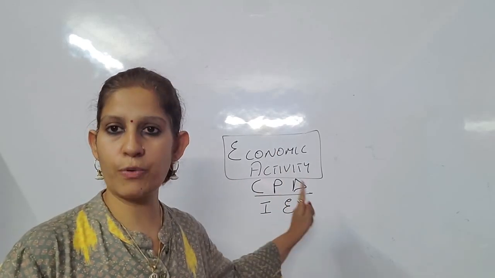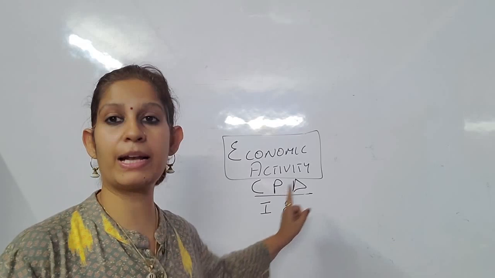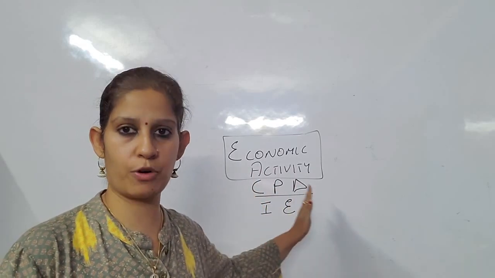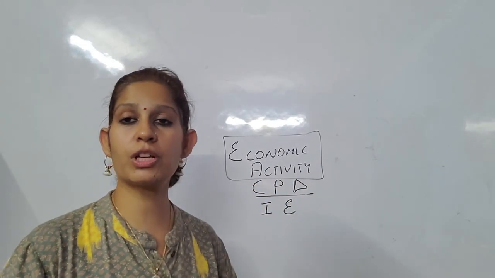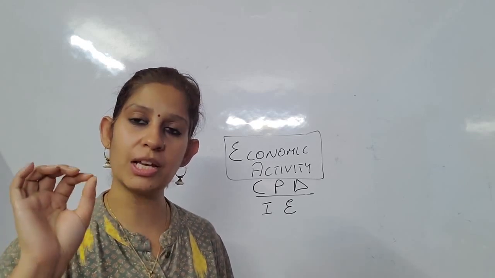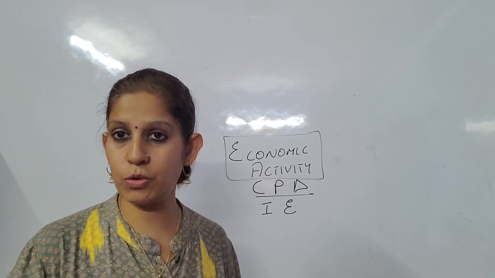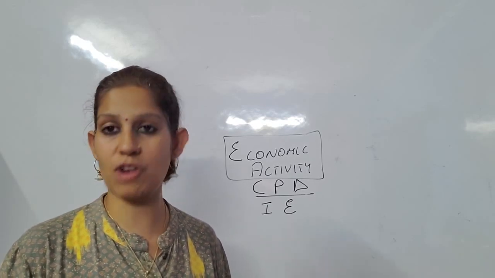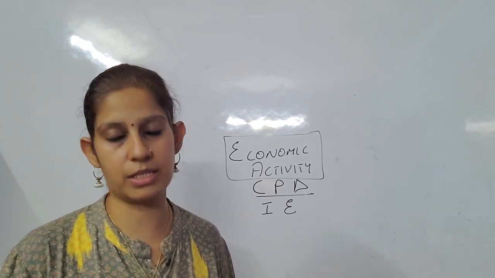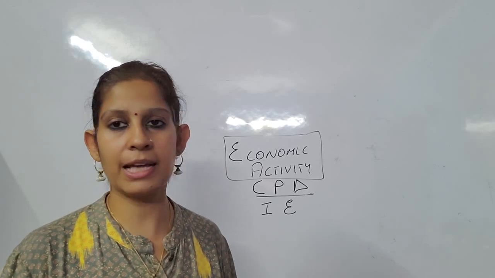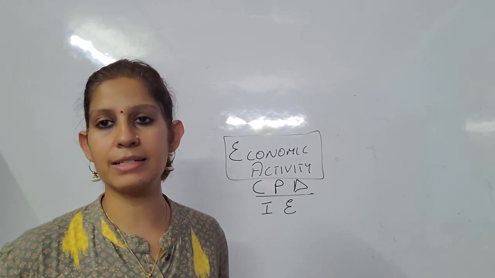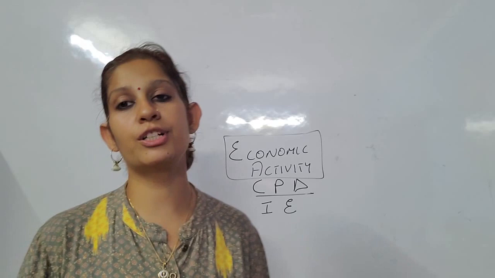CPD: consumption, production, distribution, investment, exchange. We've talked about consumption, production, investment. Distribution is the distributing of national income generated among four factors of production in form of rent to land, wages to labor, interest to capital, and profit to entrepreneur. And exchange is simply the exchange of goods and services. So these are the first basic terms.